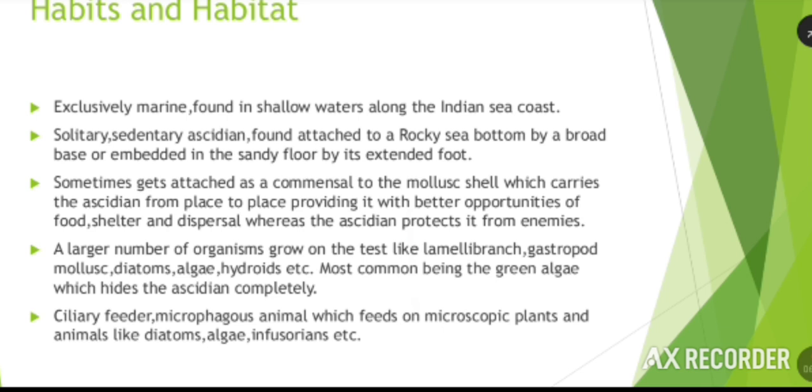A large number of organisms grow on the test, like lamellibranch, gastropod mollusk, diatoms, algae, hydroids, etc. Most common being the green algae, which hides the ascidian completely. Now it is stated here that a large number of organisms grow on the test, that is the outer covering of Herdmania.